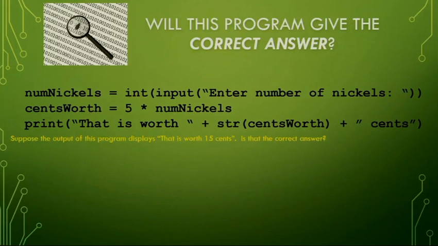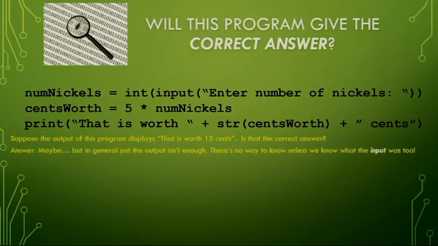Let's look at this same program again. I didn't change the program. But now I want to know, is this program correct? Suppose that the output displays that it is worth 15 cents. Is that the correct answer? Did it get it right? What do you think for this code? If this was being displayed, did it get the correct answer? It is possible that the answer is correct, since we don't know the input. Exactly, we don't know the inputs.